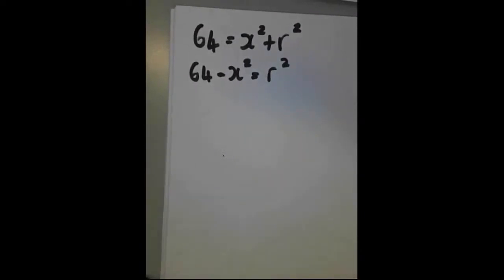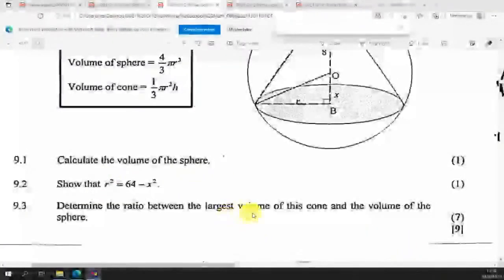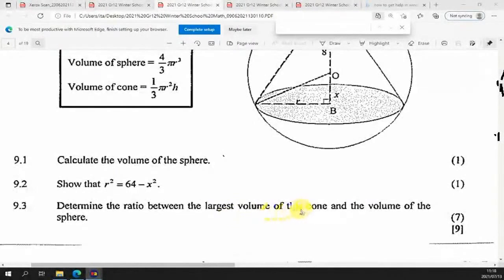In the next question, they ask me to find the following. Let's look at what they're asking us. They say, determine the ratio between the volume of this cone and the volume of the sphere. Now, we've already got the volume of the sphere. We still need to find the volume of the cone. So let's find the volume of the cone. How do I do that?